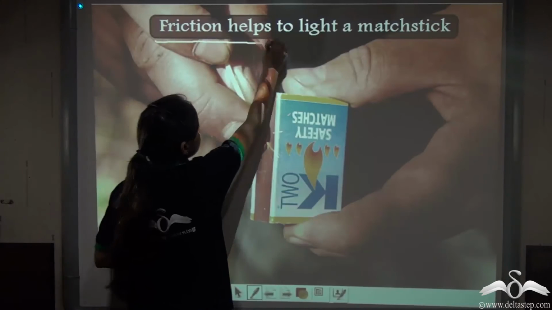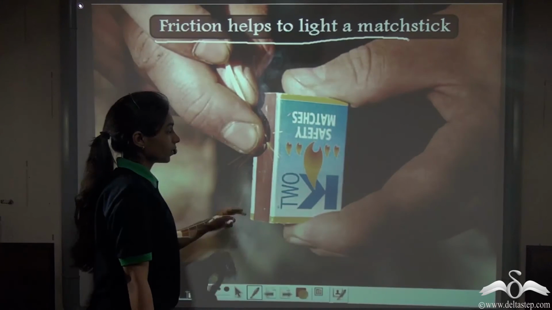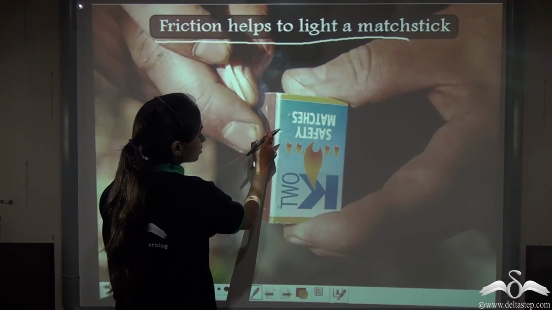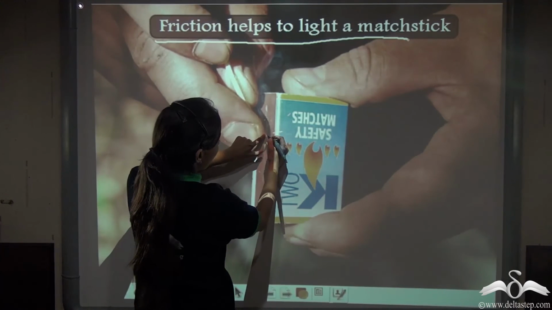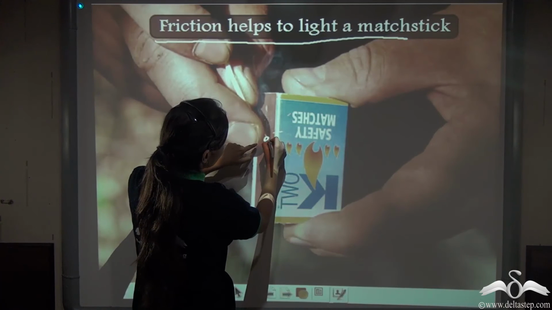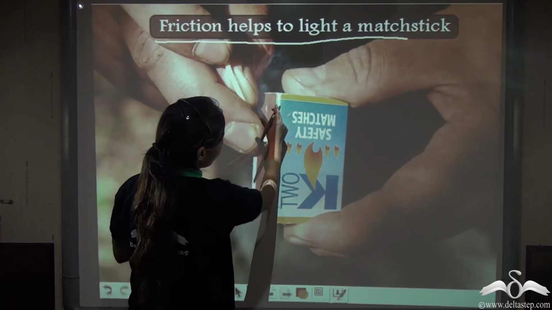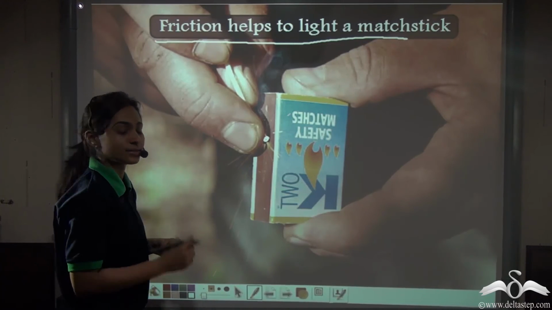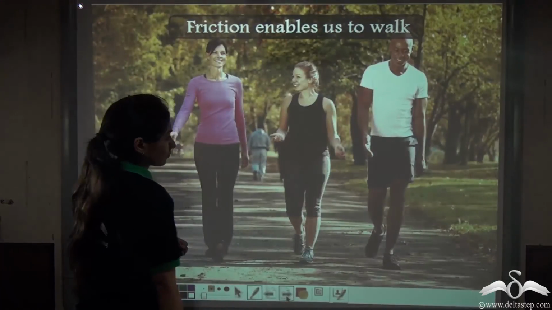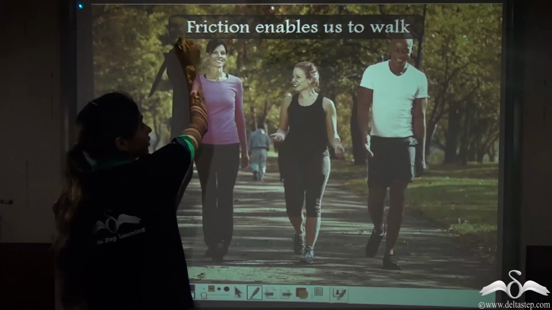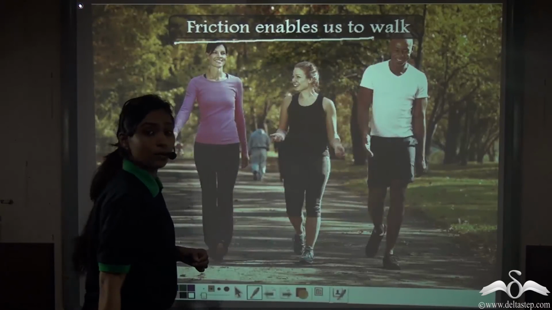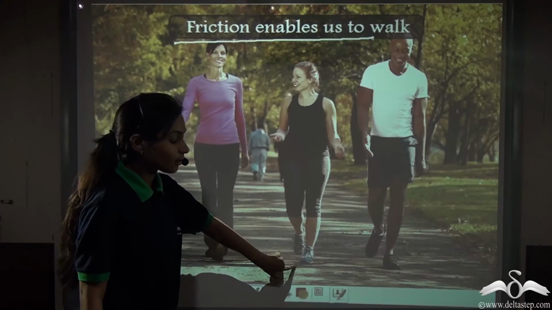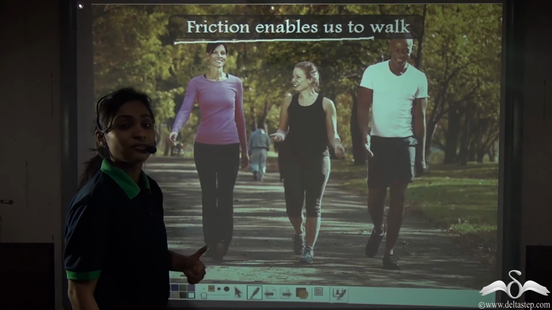Now, friction helps to light a matchstick as well. You can see that the spark a matchstick produces is due to the friction that is acting between the bottom of this matchstick and the side of this matchbox. Due to friction, the matchstick gets lighted. Now, this friction also enables us to walk. How? If friction is not present between our feet and this ground, we will slip and fall down.